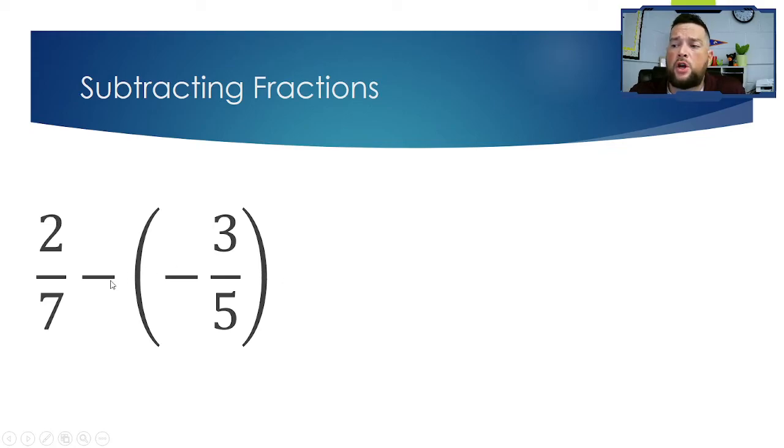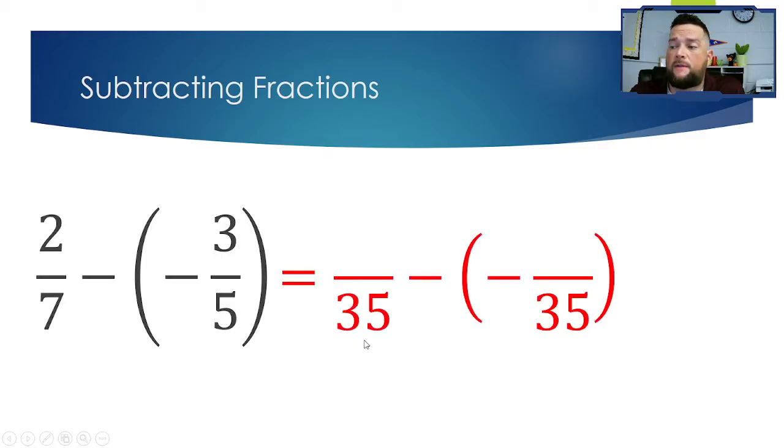But first things first, we want to turn these fractions, all right, into fractions with common denominators. So 7 times 5 is 35. So we're going to make fractions that have 35 as a denominator, all right? In order to get 7ths to 35ths, we have to multiply 7 by 5 to get 35. So 2 times 5 is 10, all right? And then 5 times 7 is 35, so 3 times 7 is 21. So now we have a situation here where we've got 10 35ths minus negative 21 35ths.